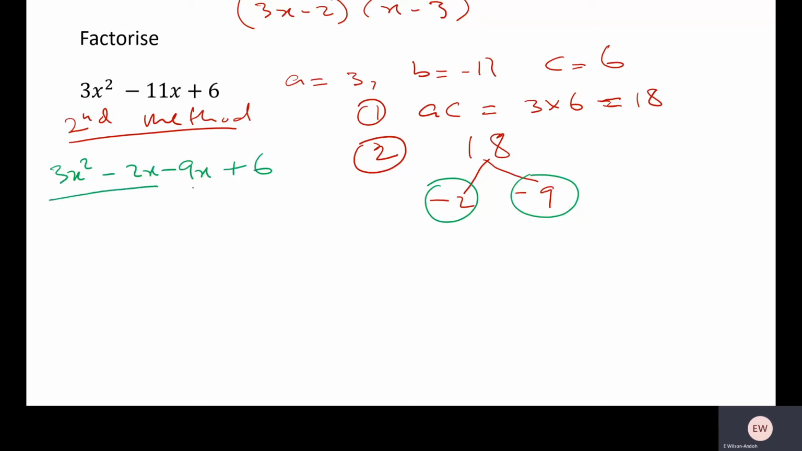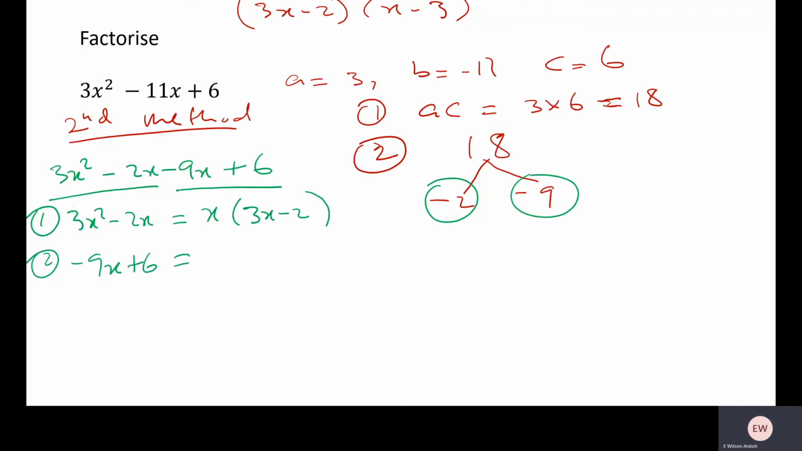So now we pick the first two terms and then the last two terms and factorize. And if we do that, we have 3x squared minus 2x. When we factorize the numbers, they do not have a common factor, only the variables. So x out, we are going to have 3x minus 2. And then the second one, we have minus 9x plus 6. If we factorize, we have minus 3 out, and this will give us 3x minus 2. Now, if you expand this bracket, you are going to get this.